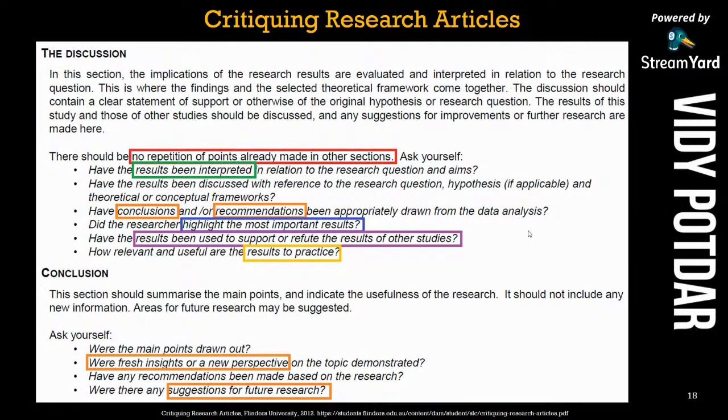When you are evaluating the discussion section, make sure that there are no repetitions of points that are already made in other sections, because firstly, it reduces the readability of your article and also wastes the time of the reader and the reviewer. In the discussion section, we are looking for whether the results have been interpreted properly or not, and that interpretation has to be from the point of view of the research question that is asked.